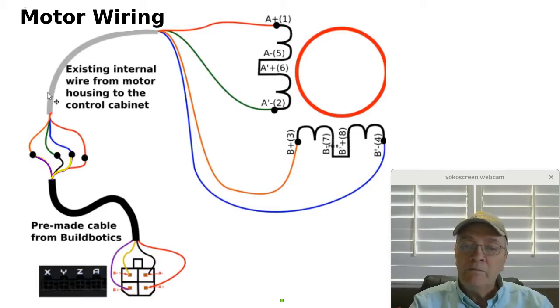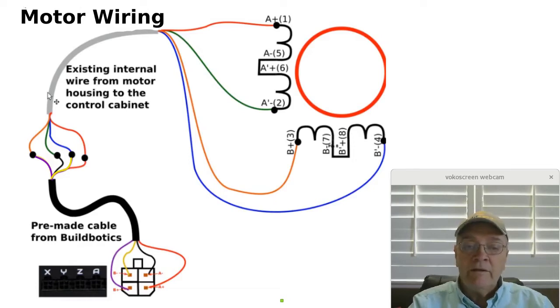Note that A plus pin 1, A prime minus pin 2, B plus pin 3, and B prime minus pin 4 on the 8-pin connector are connected to A plus, A minus, B plus, and B minus, respectively, on the Buildbotics controller jack. This diagram also shows how the internal wiring is connected. The internal blue wire extends B minus through the machine from the controller to the motor. The green wire extends A minus, the red wire extends A plus, the orange wire extends B plus.